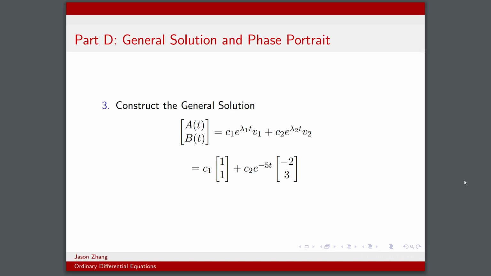Notice how the exponential term in the first term goes to 1 because lambda 1 was simply 0. V1 is the vector 1, 1. Again, lambda 2 was -5, and V2 was the vector -2, 3. And recall how when we were solving for the eigenvectors, we had general coefficients in front, but those can simply combine with the general coefficients C1 and C2. So we don't actually have to care about them.